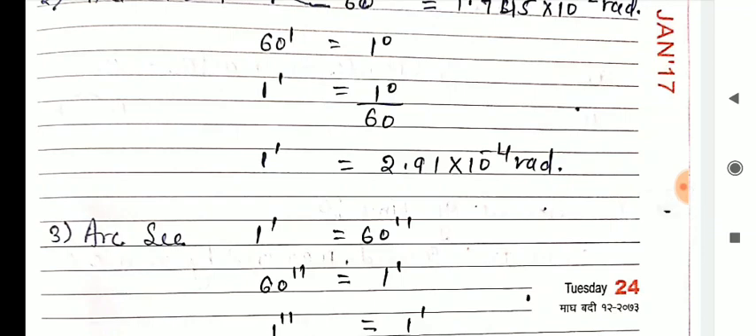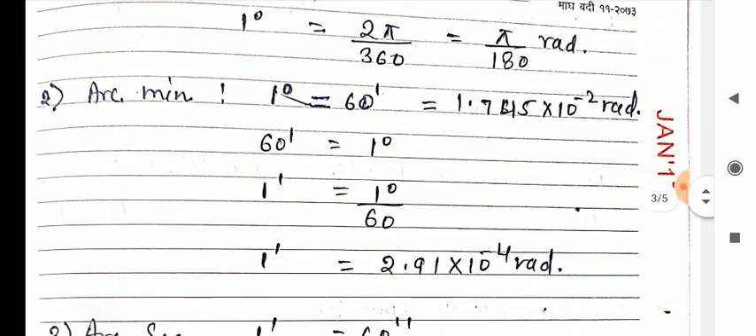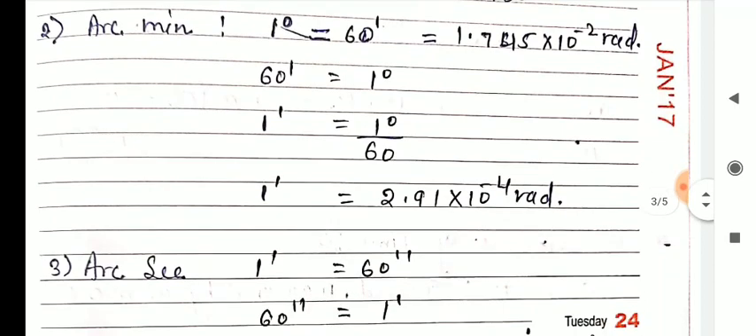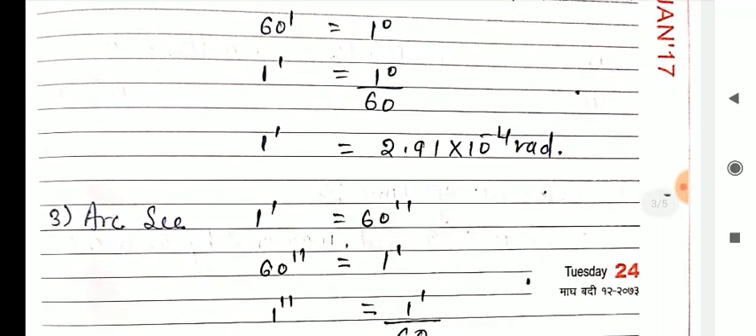If we numerically calculate the value, 1 minute will be equal to, the value of 1 degree we already have from the first equation. So we can place the value of 1 degree from there and divide it by 60. When we divide both values, we will get the value of 1 minute. So 1 minute will be equal to 2.91 into 10 to the power minus 4 radian.